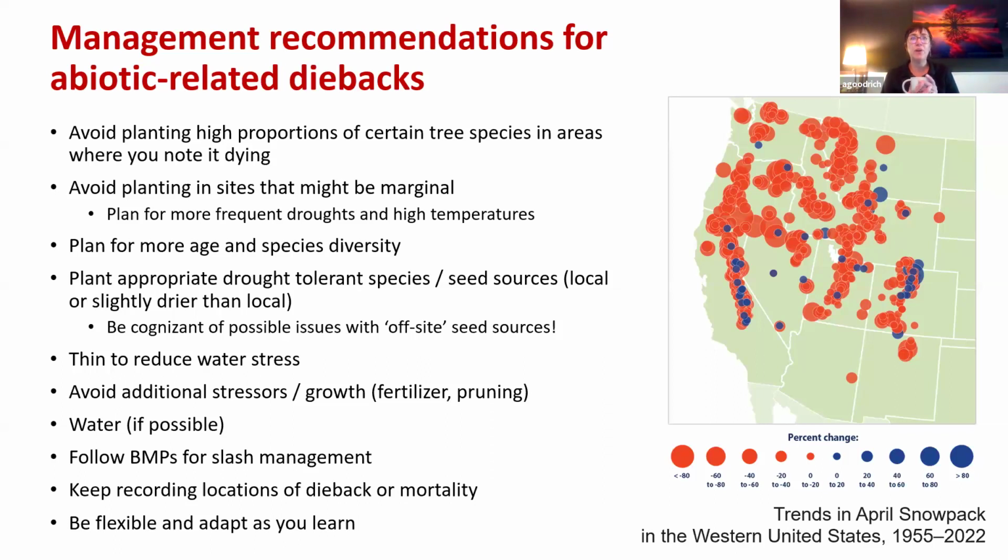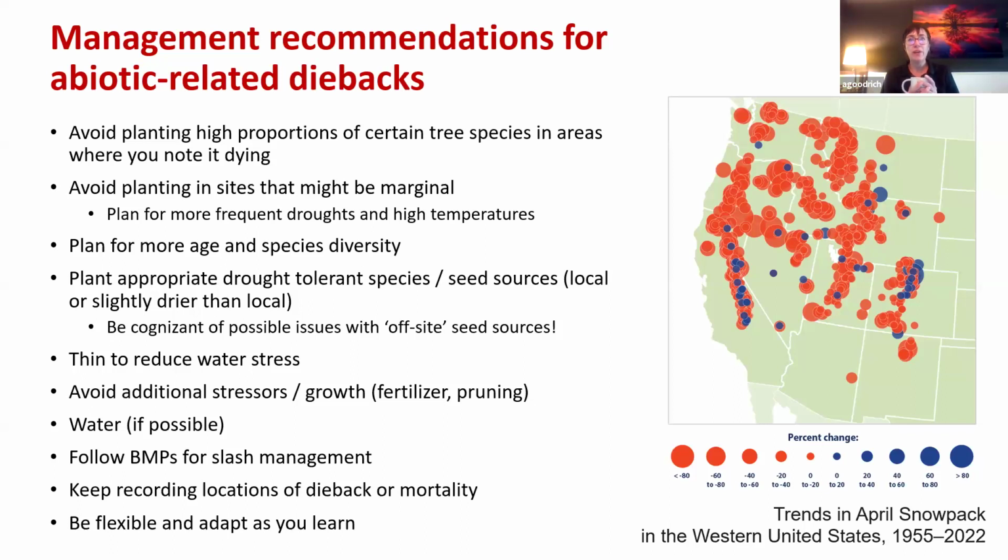This seems obvious, but I think it's kind of a hard pill to swallow that if maybe Western red cedar isn't doing well on your land now, that it might not do well there in 50 years. And I don't think that's what people want to hear, but that may be the case. So certainly diversifying and planning for more age and species diversity is important.